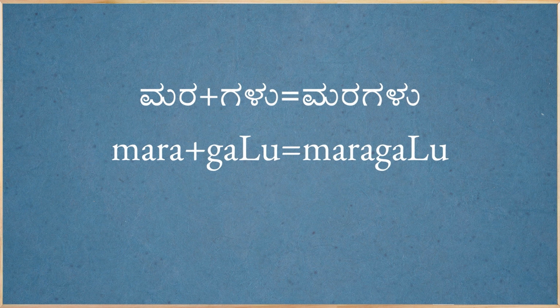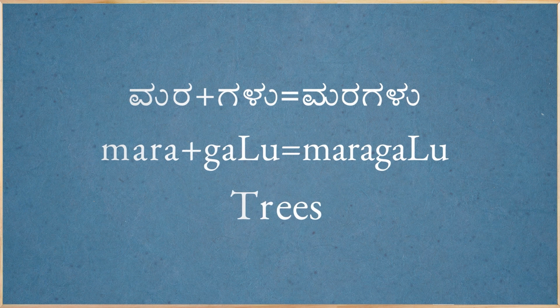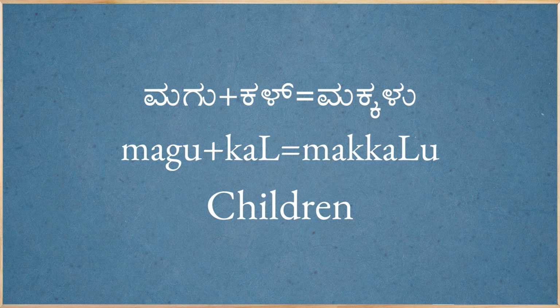Galu. Predominantly used for neuter nouns. Example, mara plus galu becomes maragalu. Maragalu. Trees. It is occasionally used for human related terms to emphasize respect or formality. And lastly, we learned kal, an exception used with specific nouns like magu, child. Example, magu plus kal becomes makkal and in turn becomes makkalu, children.